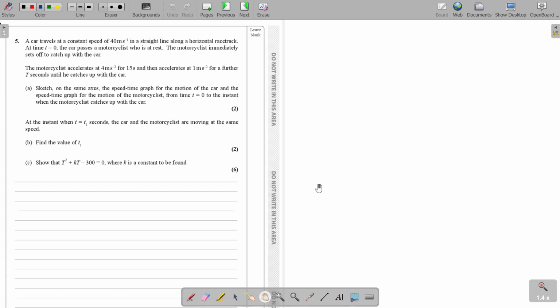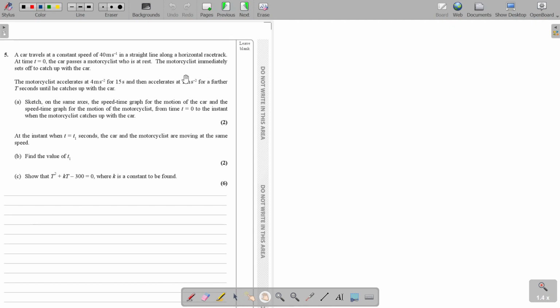So first you have a car which is traveling at a constant speed of 40. At time 0, the car passes a motorcyclist who is at rest. So at time 0, the car has a constant speed of 40, and the motorcyclist is at rest. The motorcyclist immediately sets off to catch up with the car. The motorcyclist accelerates at 4 meters per second square for 15 seconds and then accelerates at 1 meter per second square for a further t seconds until he catches up with the car.